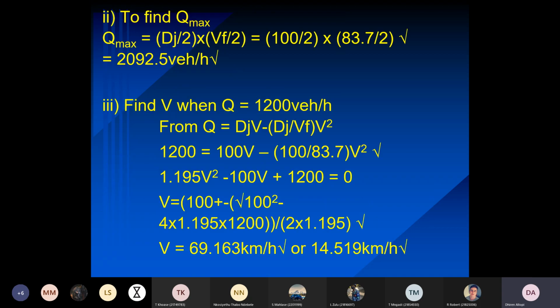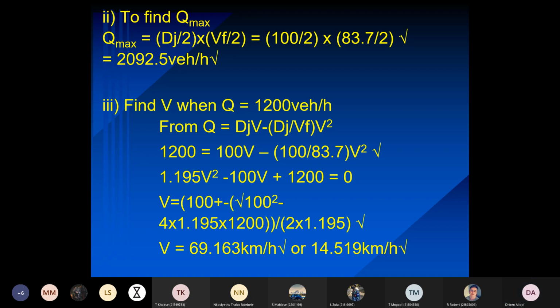The second part of the question is to calculate your maximum flow, Q max. If you go back to your speed flow graph and speed density graph, you will see that your maximum flow, Q max, occurs at half your jam density and at half your free mean speed. That is DJ over 2 and VF over 2. And we all know flow is speed times density. So Q max will simply be half the jam density multiplied by half the free mean speed. You calculated your jam density and your free speed VF, and that gives you a maximum flow rate of 2092.5 vehicles per hour. You need to interrogate this example after this lecture and get more familiar with it.